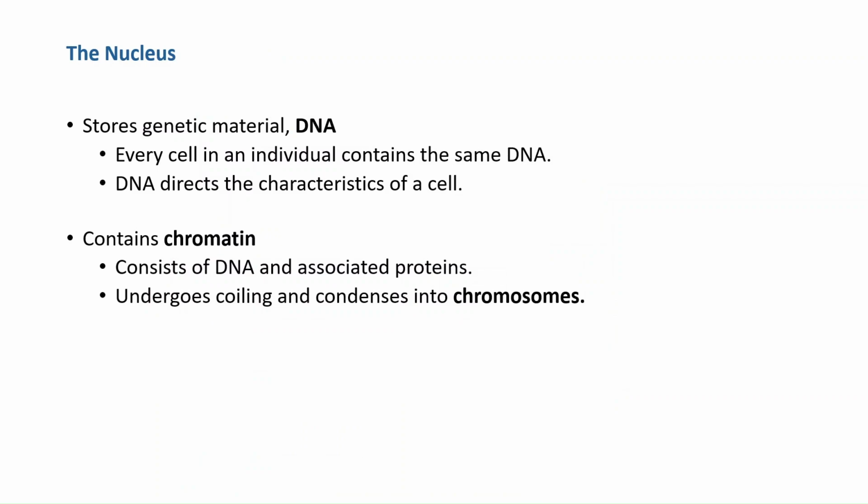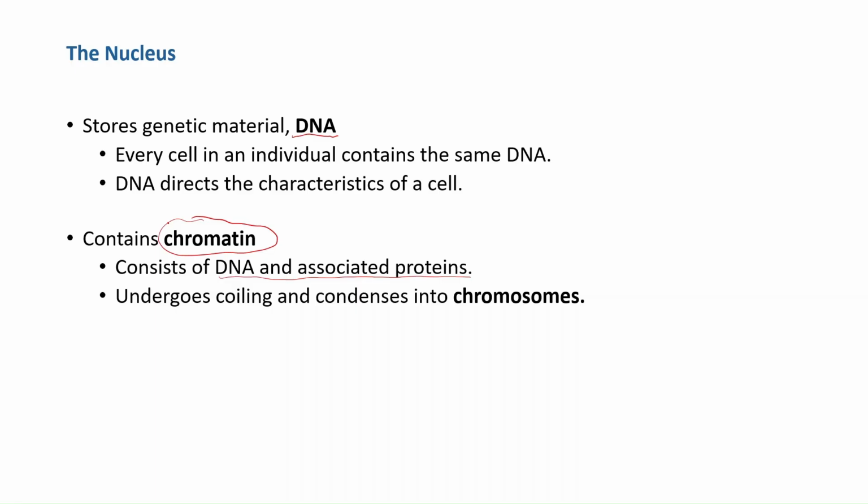It stores genetic material, DNA. Every cell of an individual contains exactly the same DNA. Remember, you began as one cell that divides over and over and over, and the DNA directs the characteristics of a particular cell. But you don't have pure DNA. What you have is DNA associated with some proteins that make it more stable and helps control expression of genes and all of that. So that mixture of DNA and proteins is called chromatin.